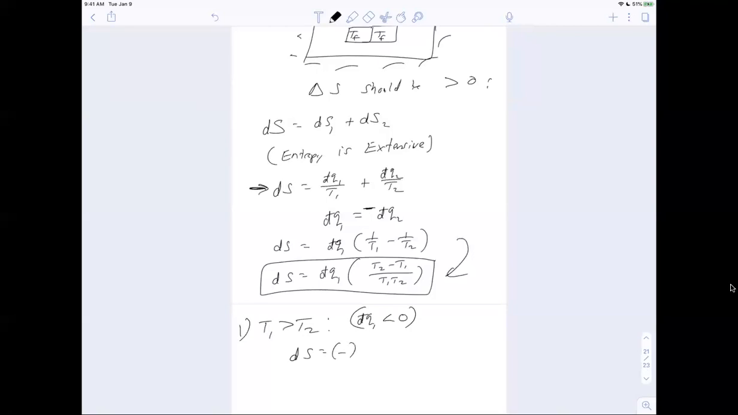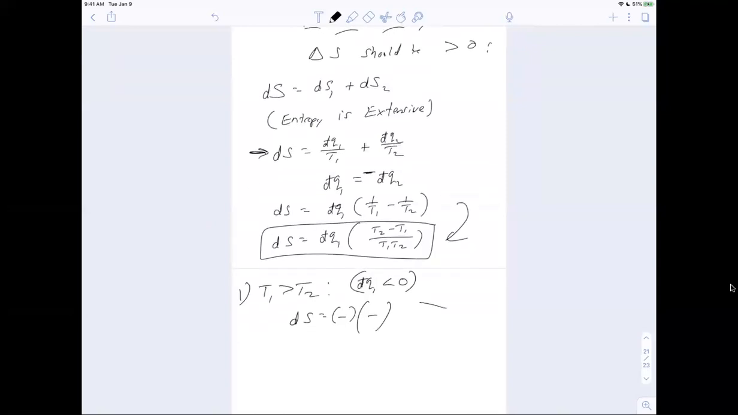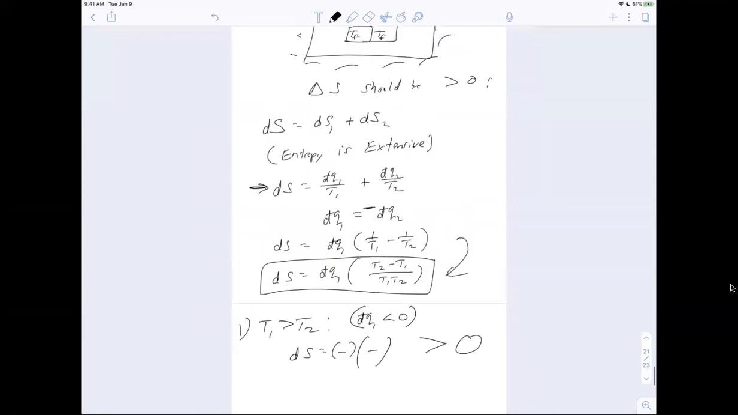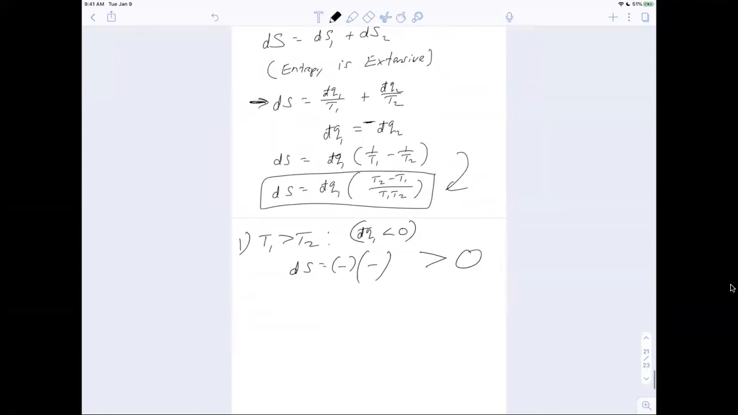So we have a negative sign out here. And then what is this factor (T2 minus T1) over T1 T2? Again, we're using absolute temperatures. So what is T2 minus T1 in terms of sign? Negative. Aha, negative. So negative times negative gives us a positive, and that's exactly what we anticipated. Why? Delta S should be greater than 0 because this is an irreversible process. If dS is greater than 0, then the integral of dS, which is delta S, is going to be greater than 0.